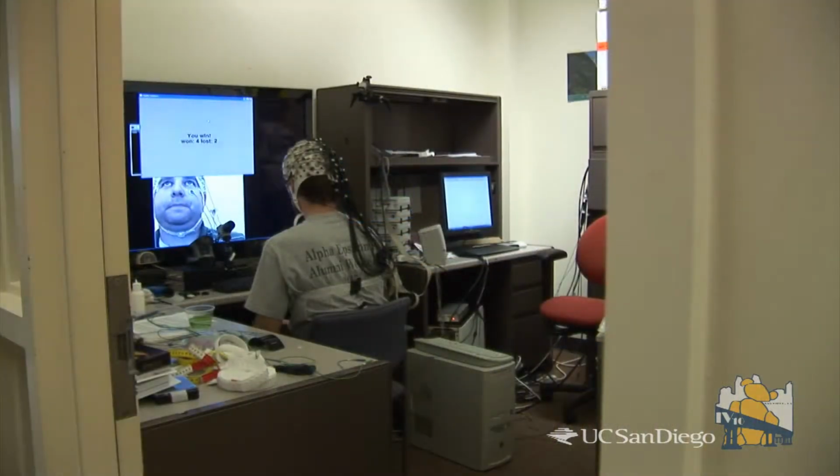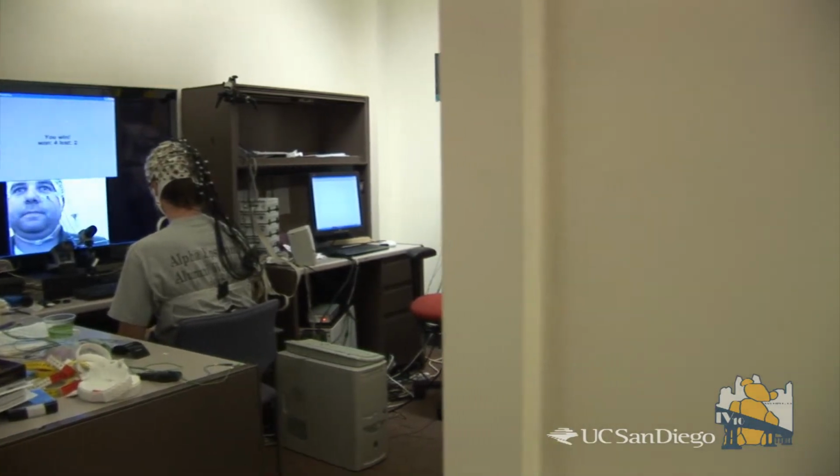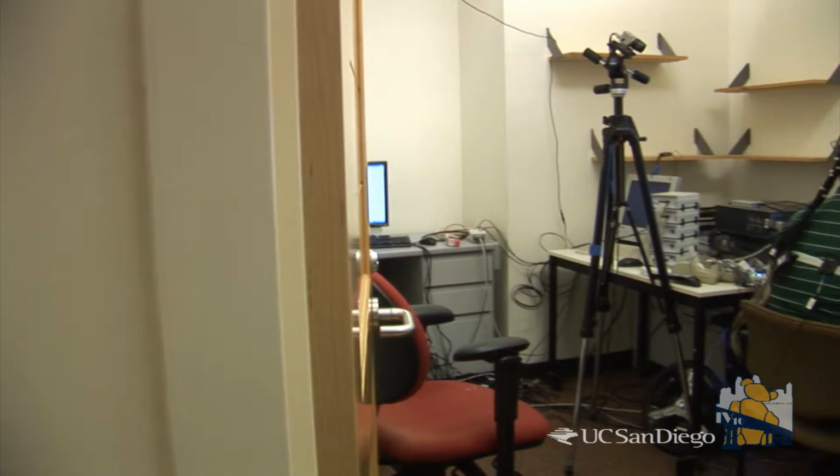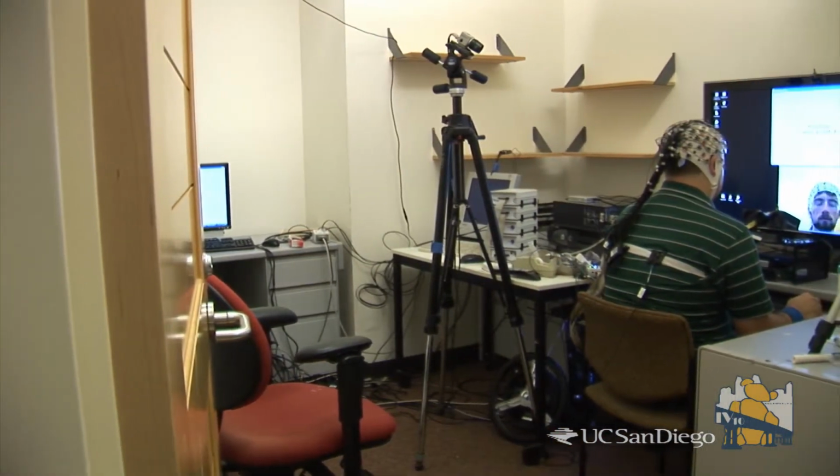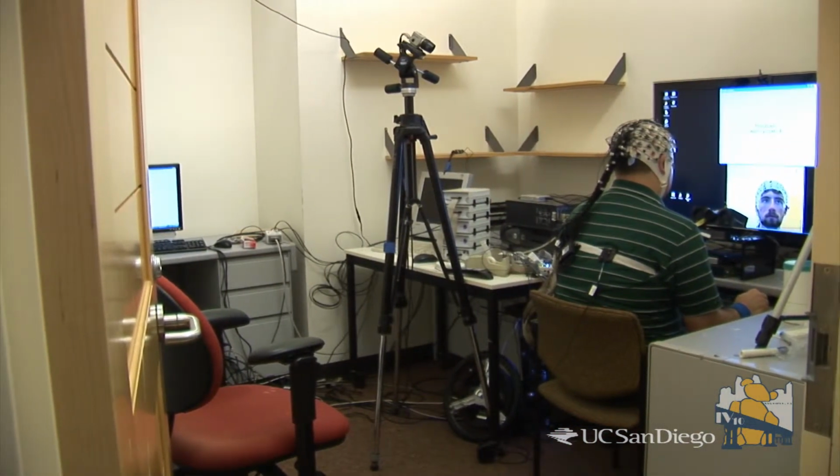So this is a setup where we are capturing brain activities as well as audio and visual data. The idea is that we want to analyze the brain and understand when a person is bluffing and not bluffing, and even use audio visual data to see if there is some kind of unusual activity which can be associated with bluffing.